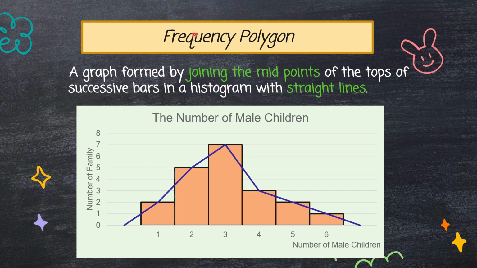Frequency polygon, a graph formed by joining the midpoints of the tops of the successive bars in a histogram with straight lines. Here is the frequency polygon of the number of male children.